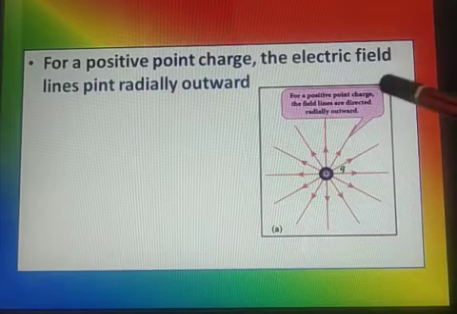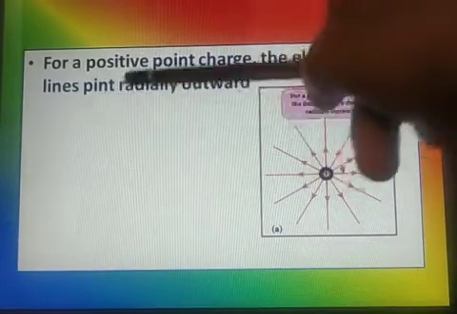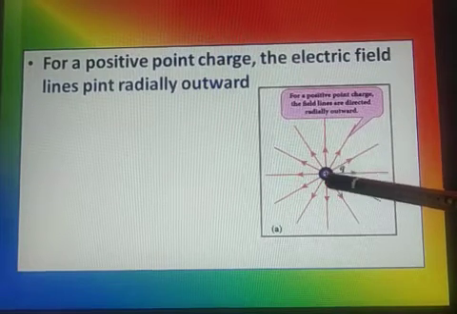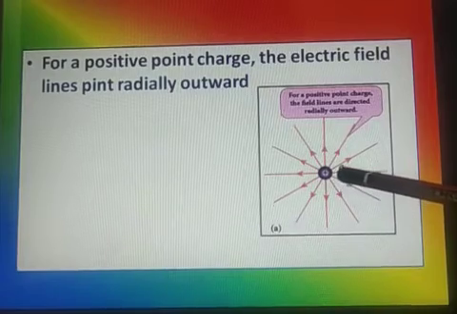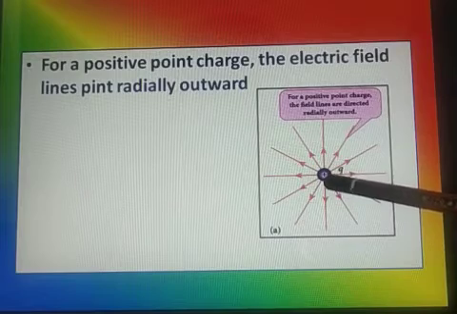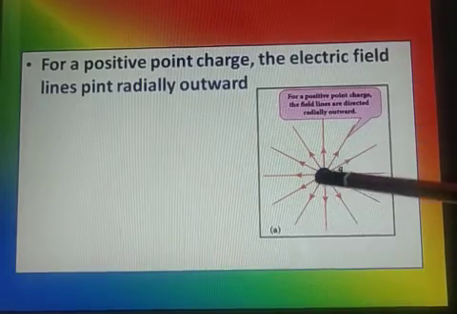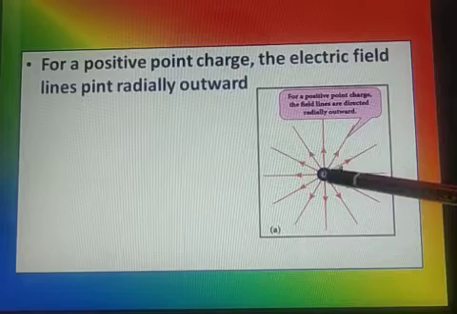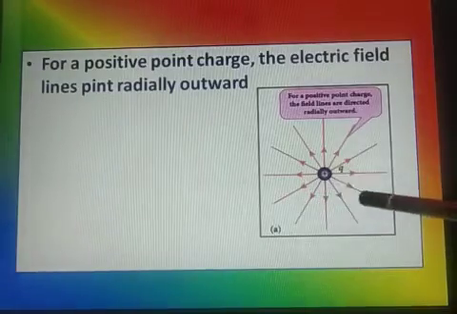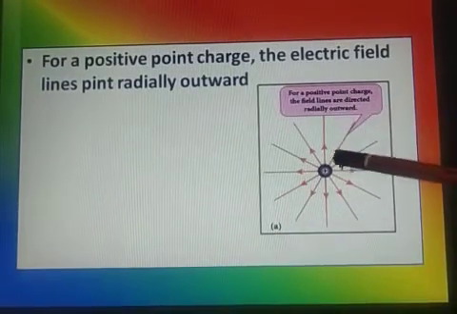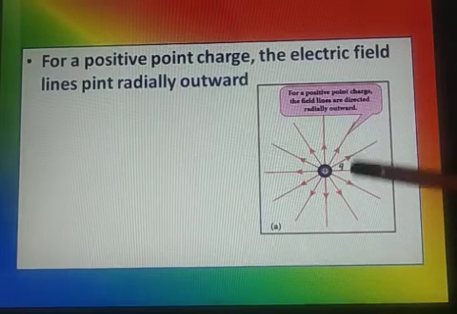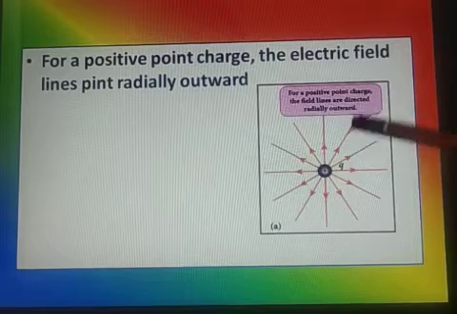the electric field lines point radially outward. So here it is an isolated positive charge. It always emits a number of electric field lines away from the charge. Look here, for a positive point charge, field lines are all directed radially outward only. Note that for an isolated positive point charge, the electric field lines start from the charge and end only at infinity.